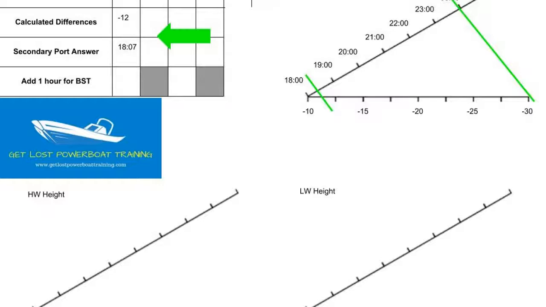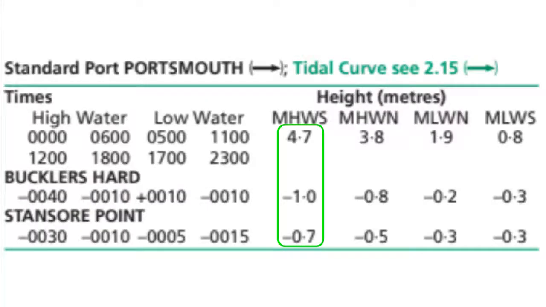Now that we've calculated our time at the secondary port, the next thing to do is the next triangle, which is to work out the high water height. And if we refer back to our secondary port and standard port information table, we can see that if high water at the standard port was 4.7 metres, we'd have a difference of 0.7 at the secondary port, or 4 metres. And if high water was 3.8 metres, we would have a half metre difference at the secondary port, or 3.3 metres.